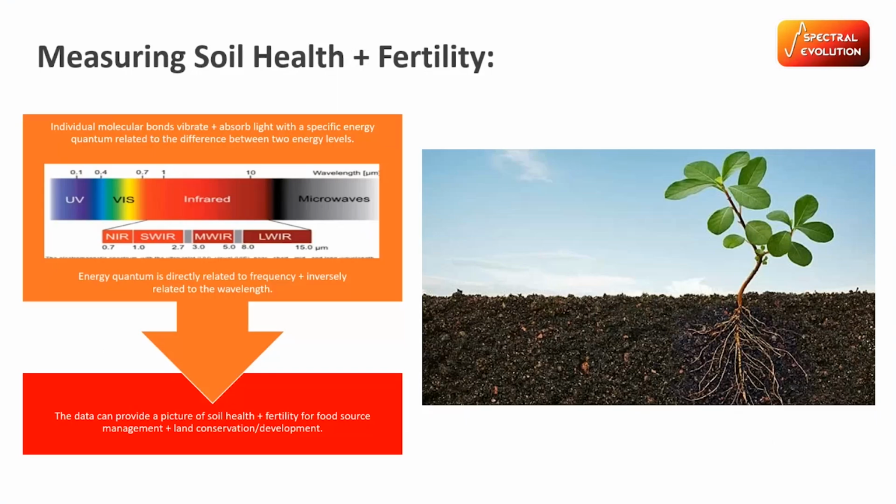At the molecular level, each type of bond in a material vibrates and absorbs light energy at very specific wavelengths. These vibrations occur when the bond absorbs light with a specific energy quantum. That energy quantum is directly related to frequency and inversely related to wavelength. For example, around 2200 nanometers, we can detect an absorption for the aluminum hydroxyl bonds, which are key to identifying different clay minerals in soil.